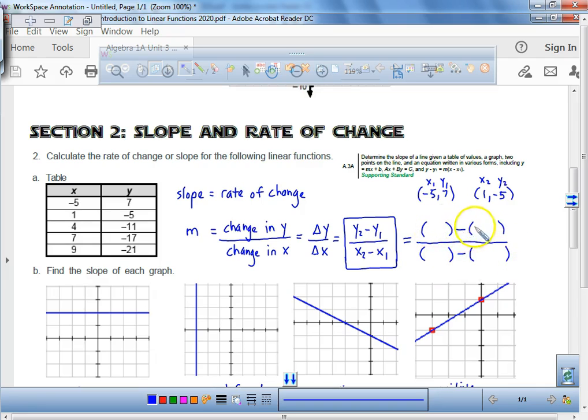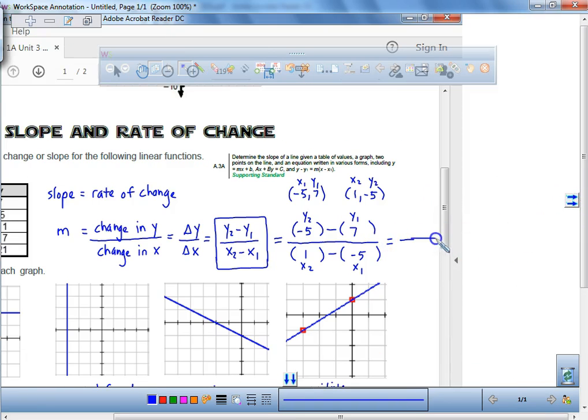So I'm going to do parentheses minus parentheses over parentheses minus parentheses. So what am I going to plug in? I'm going to plug in my y2 there, and my y1 there, and my x2 there, and my x1 there. All right, so if you have that ready to go, all you got to do is take your y2, you plug it in right here. You take your y1, you plug it in right there. Take your x2, which is 1, and you take your x1 and you plug in a negative 5. All right, let's see what we got here.